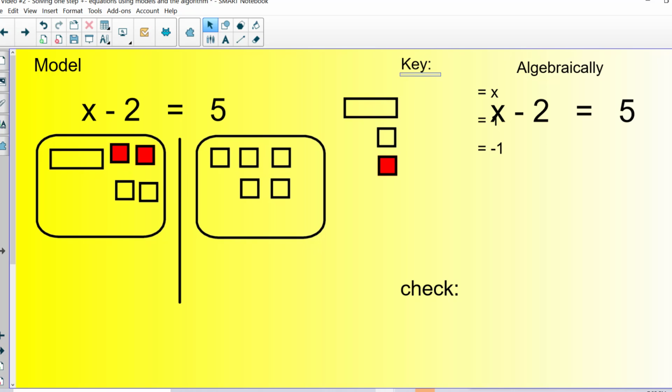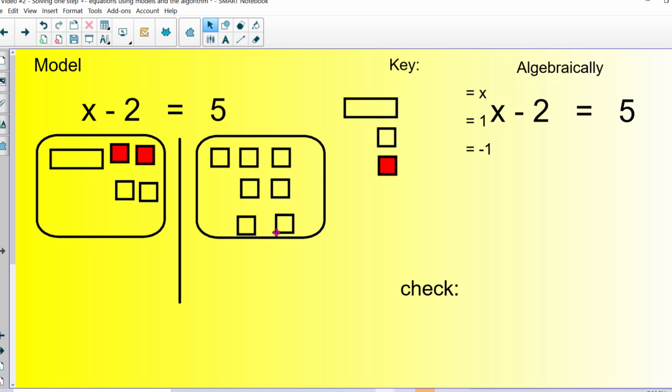We just changed it. So what do I need to do to the other side? If I added 2 positives, it's no longer balanced. I've got to balance it out and do the same thing to the other side. 2 positives over here. So do you see what we did? It was x minus 2. To get rid of the minus 2, the two negatives, I'm going to put two positives. But then I had to put two positives onto the other side as well.